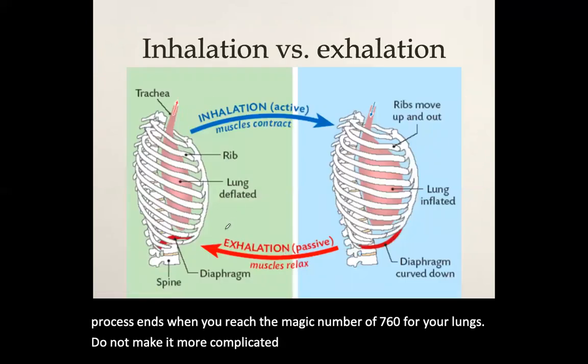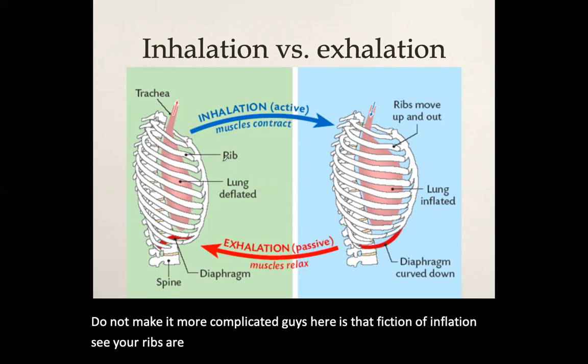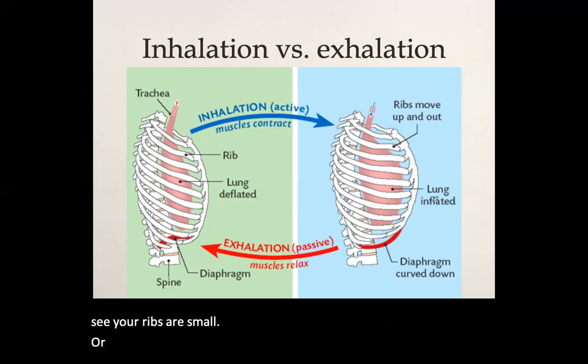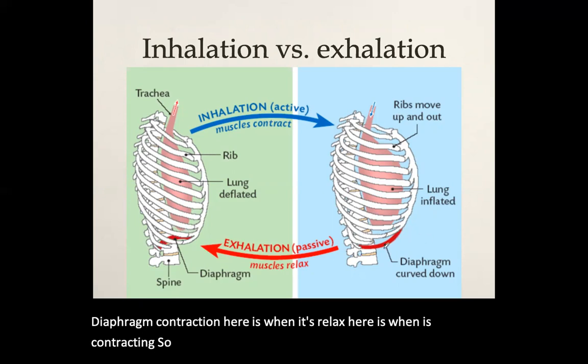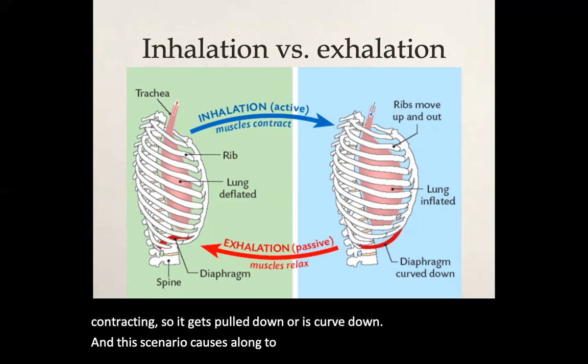Here is the depiction of the inhalation. See, your ribs are small or inward. Rib cage moved out. Lungs got bigger. Diaphragm contraction. Here is when it's relaxed. Here is when it's contracting. So it gets pulled down or it's curved down. And this scenario causes the lung to get bigger and air moves in.